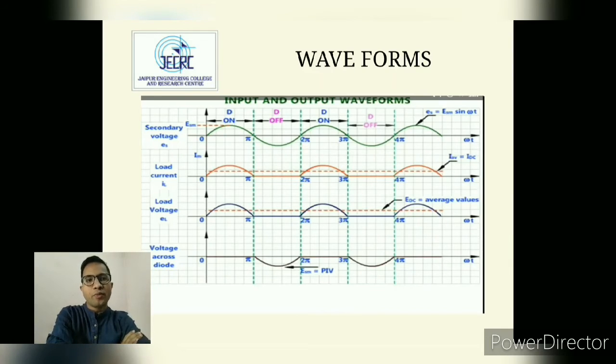These are the waveforms of the half-wave rectifier. Here we see we are applying a sinusoidal waveform, and in the output we are getting pulsating DC.